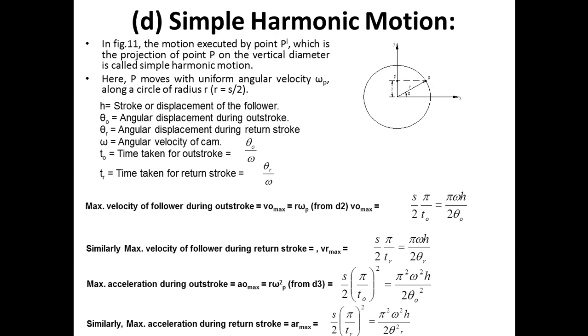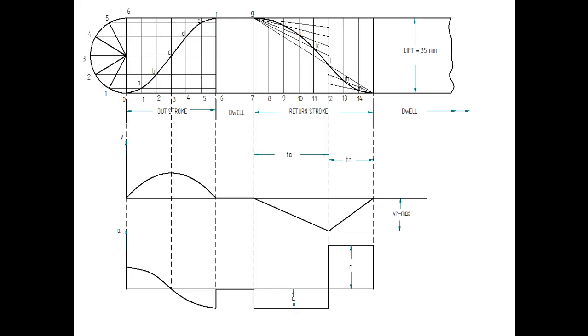Next one, simple harmonic motion. Just now we have done the simple harmonic motion. When you draw the displacement diagram like this, you can see a combination of SHM and URM both given. The SHM is used for the outstroke and URM is used for the return stroke. So you will be getting two combinations over here, and the velocity and acceleration figures will be like this.